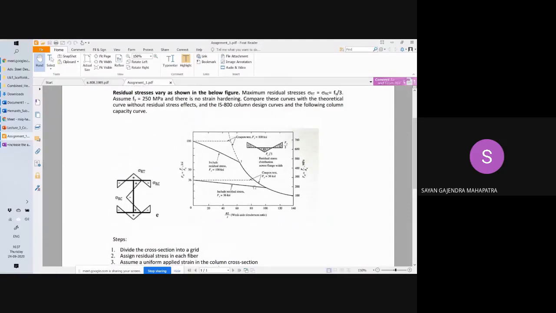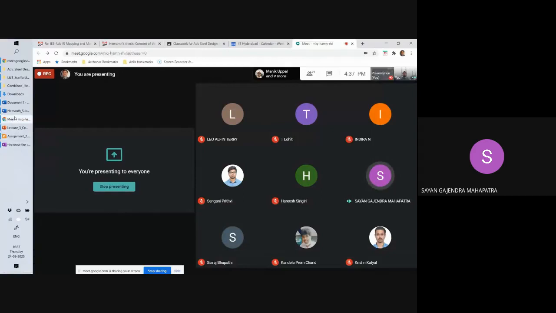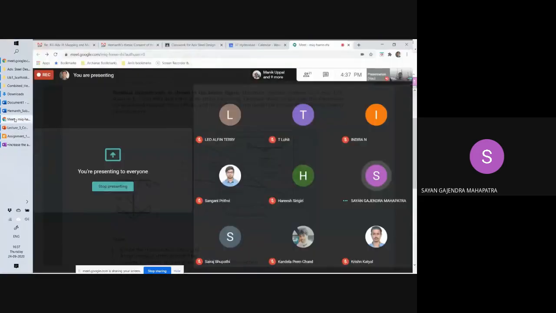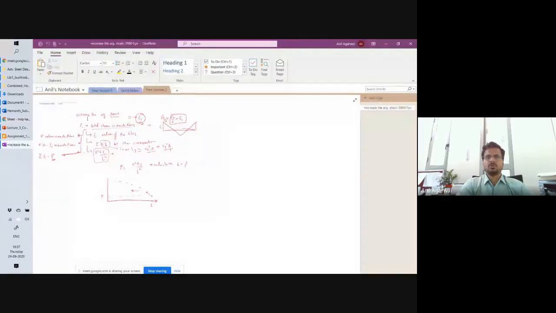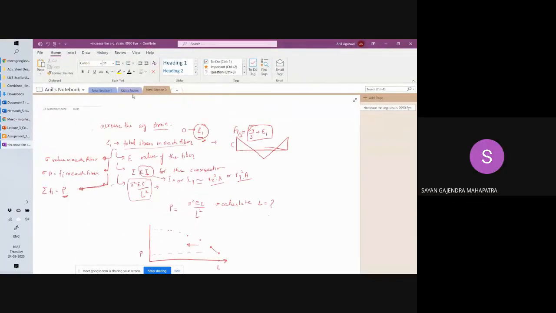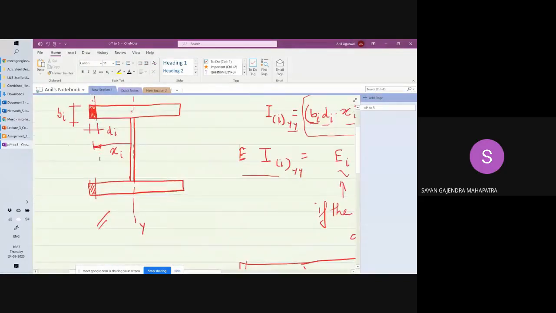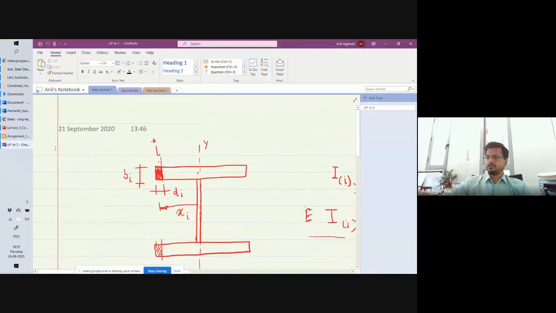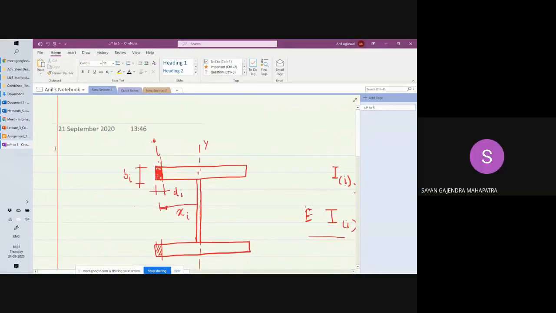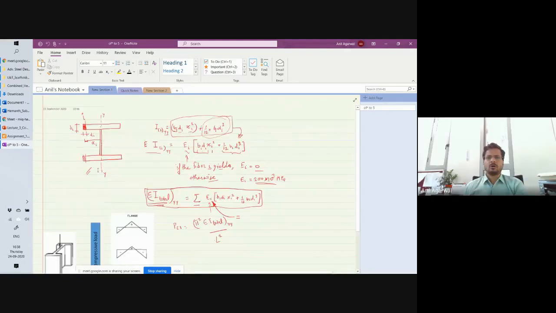Yes, sir. Can you explain step one, how to divide the cross section into a grid? Yeah, that is up to you. I would rather like some students to give it a try. Sir, I don't know any MATLAB or how to do it. If you don't know any MATLAB, Excel you should know at least, right? Yes, sir, some basic things I know. You only need the basics.